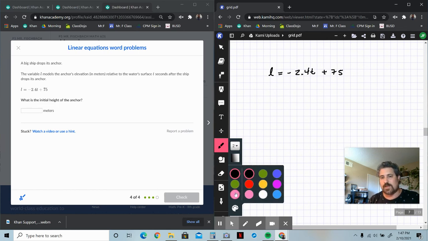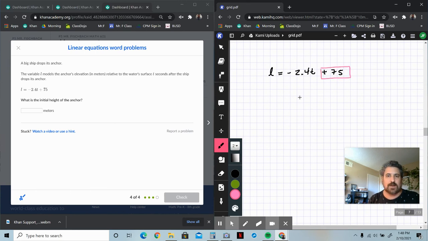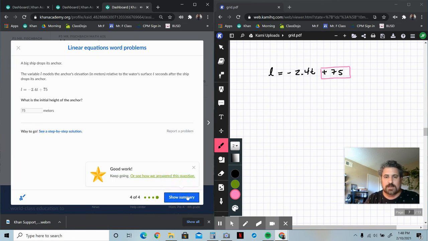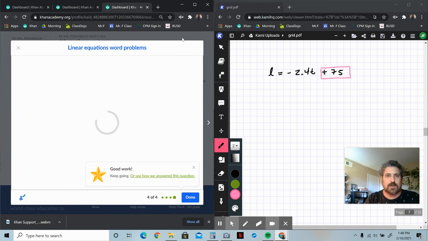And so the initial height of the anchor is going to be that y-intercept again, right? That's going to be where it starts. That's the initial height of the anchor. It's going to be 75. And that's it. All right.